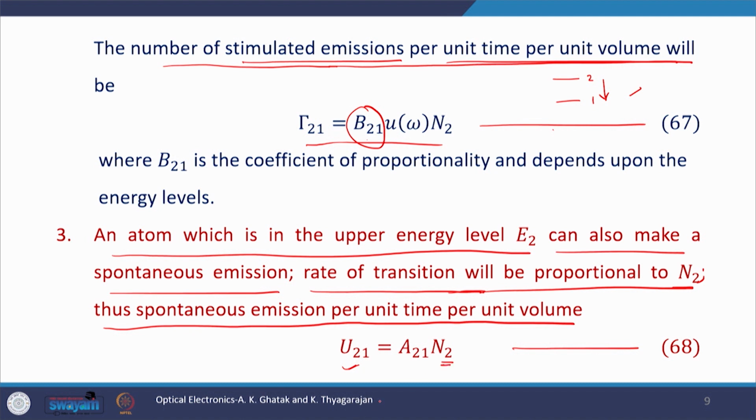Now, since the spontaneous emission process does not require the presence of external radiation, in equation 68 we see that we do not have any expression of u here, as we saw in equations number 66 and 67. Contrary to these two expressions, we do not have u in equation number 68, we have only N2 and a proportionality constant, A21, which is the constant of spontaneous emission.